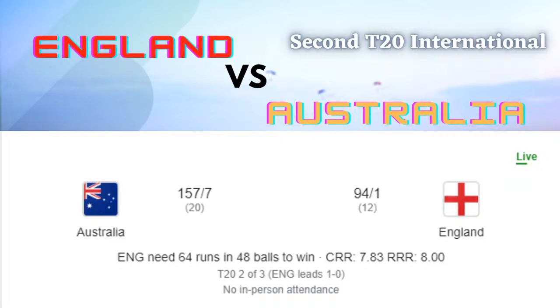Eight overs to go, and England need 64 runs from the 8 overs. The required run rate is 8 runs per over. Pat Cummins is back into the attack. He bowled 2 overs and gave away 13 runs. So he will be bowling to Jos Butler.